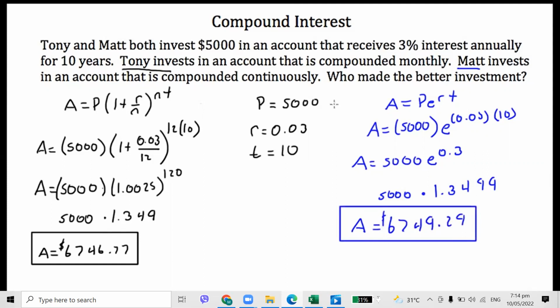So who made the better investment? Well, Matt did, by about $3. Generally, the more you compound your interest, the more money you will make. Compounding continuously is the most amount of times that you can compound your interest, because you're always compounding your interest when you compound continuously. So compounding continuously is the best investment you can make.